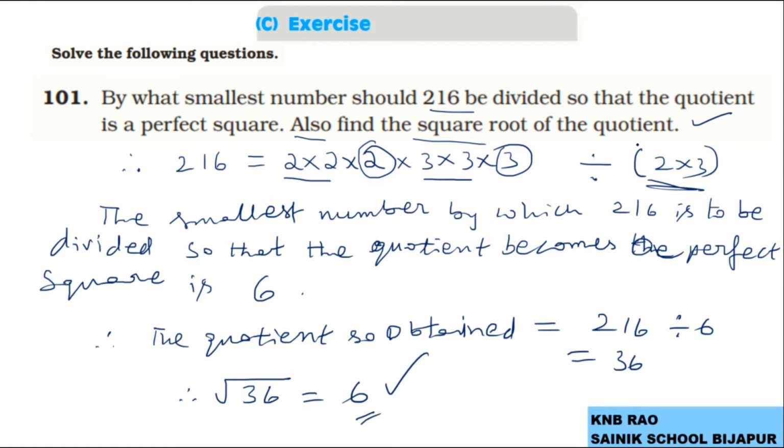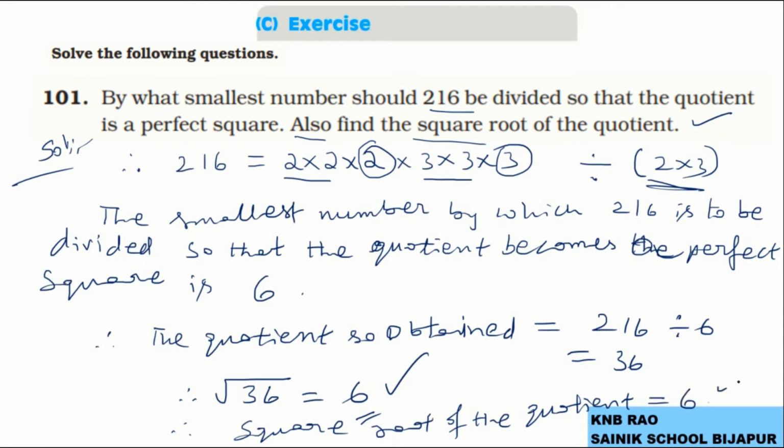See students, these are all working type questions where you need to write the working steps. Compulsory, you need to have these working steps written, and you have to have proper working steps written, then only you will get full marks. Therefore, the square root of the quotient is 6. So the conclusion statement also I have written.